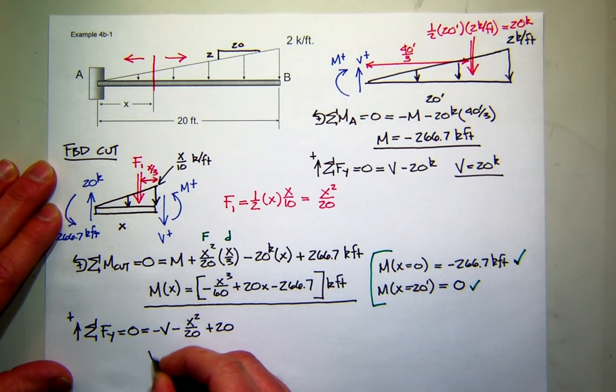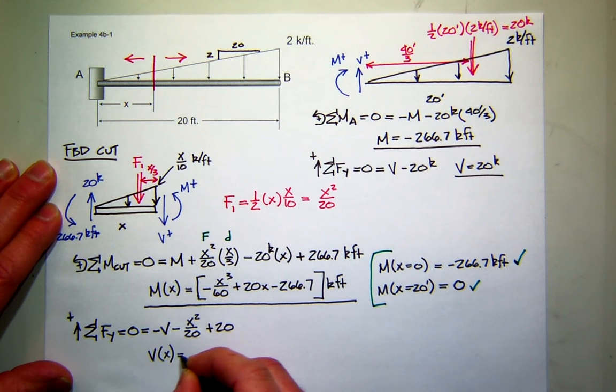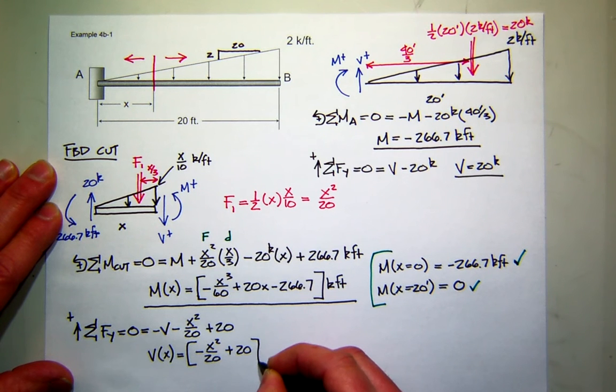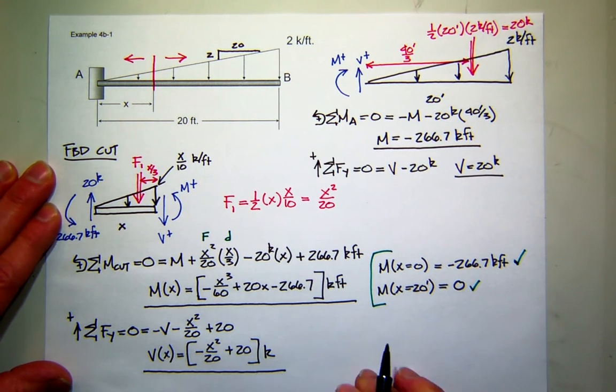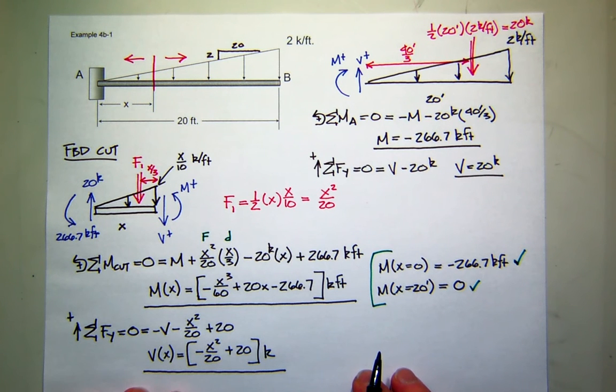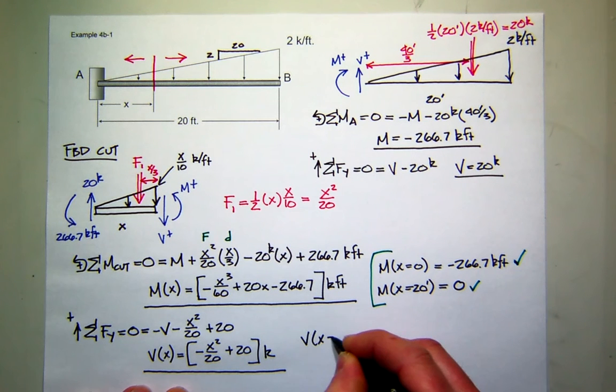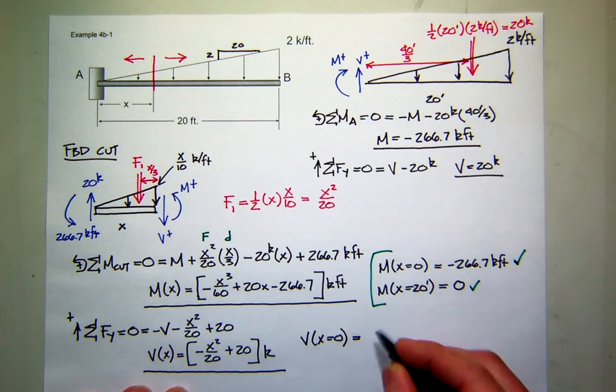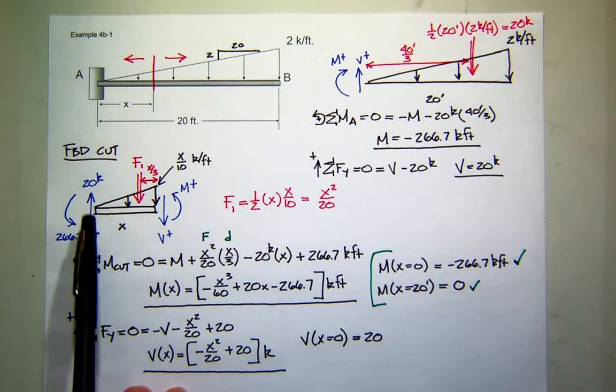Solve for the shear. So the shear as a function of x is now going to be equal to minus x squared over 20 plus 20, and that should all have the units of kips. Do I know the shear anywhere? Where? At A. So the shear when x is equal to 0, which is A, according to this equation is 20. And that's what we solved for.